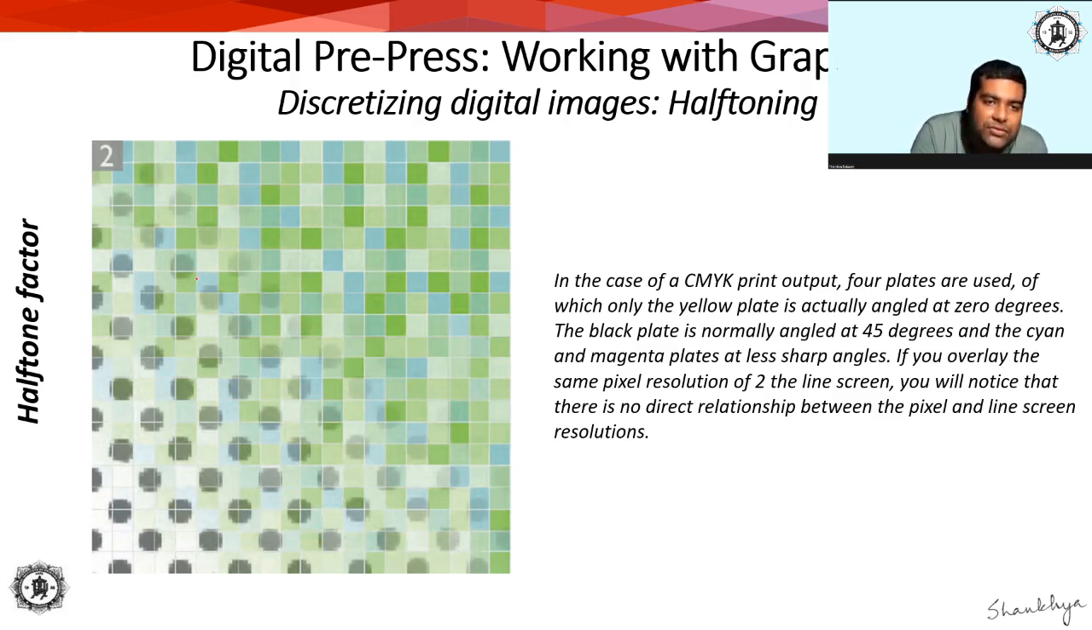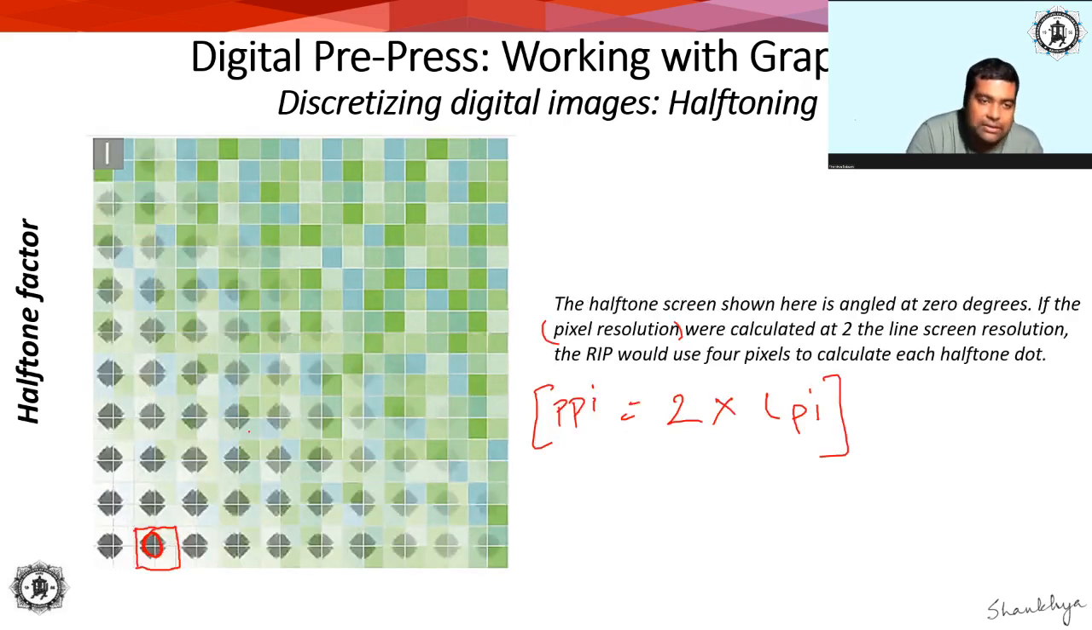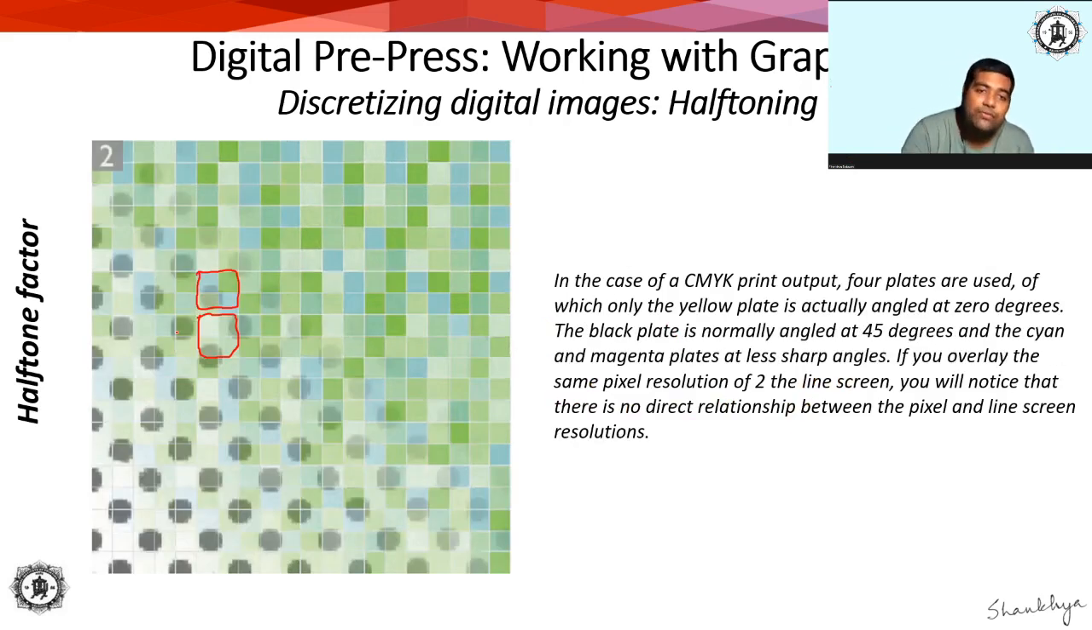See, if you consider any 4 pixel for that matter, let us consider this 4 pixel, right? Here you consider 4 pixel, then just below it you consider 4 pixel. In the previous example, what did we see? For every 4 pixel there is a single halftone dot. Now, but in this case, the screen has been rotated by 45 degree.